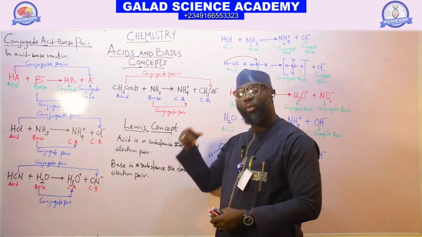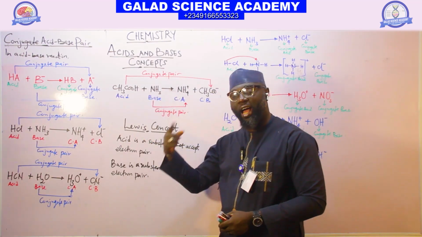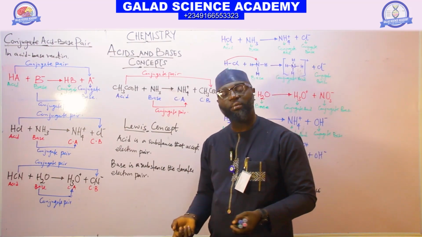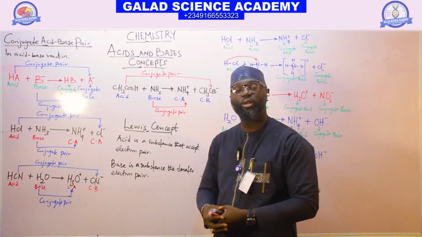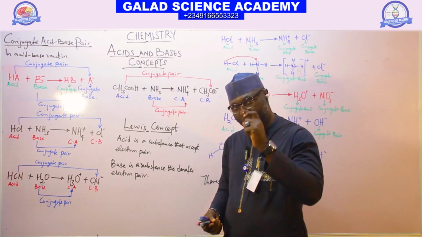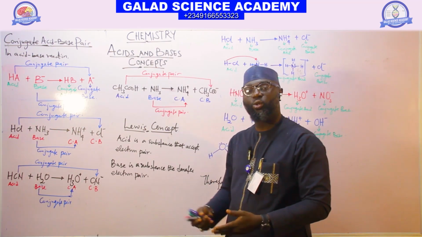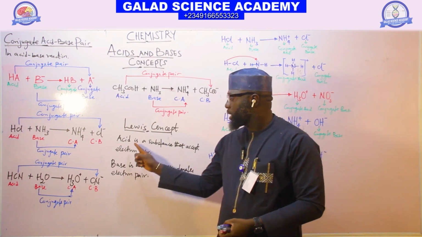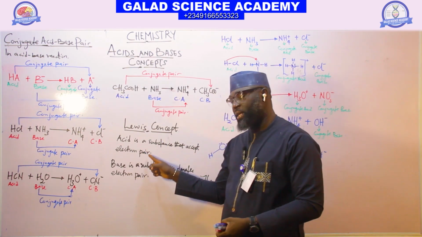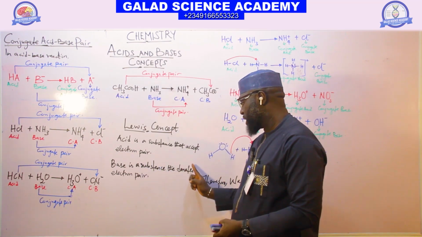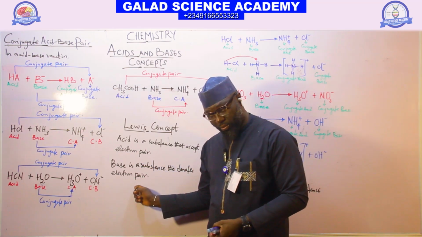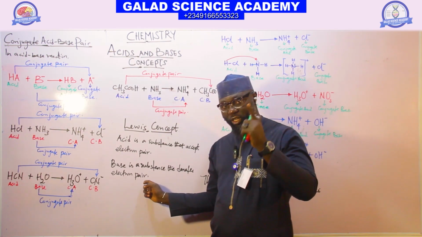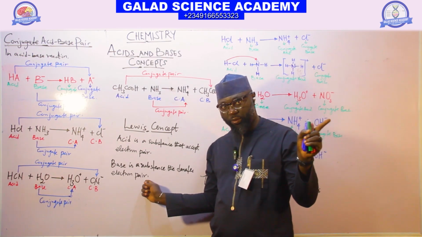That is Lewis. But in the Bronsted-Lowry concept, acid is a proton donor, base is a proton acceptor. The Arrhenius concept said that acid is a substance which, when dissolved in water, produces hydrogen ion, and base produces hydroxide ion. So in Lewis, acid is the electron pair acceptor and base is the electron pair donor. I believe you understand the meaning of electron pair. You have done it under chemical bonding.